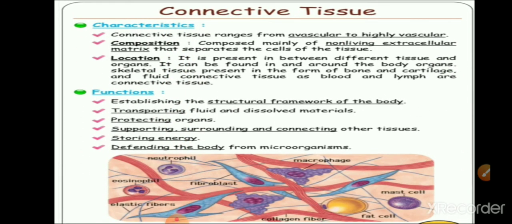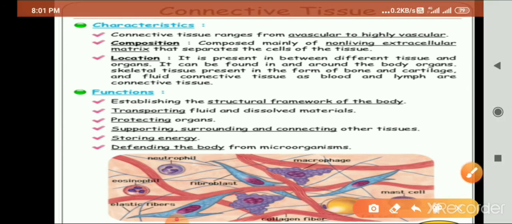The second one is our connective tissue that ranges from avascular to the highly vascular part. And the composition of this is extracellular matrix that separates the cells from the tissues. Now, where is it located? It is located in between the different tissues and organs, and it can be found in and around the body organs. For example, skeletal tissue, which is present in the form of bone and cartilage.